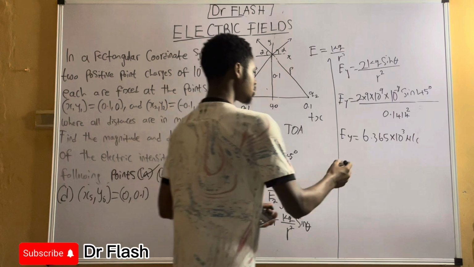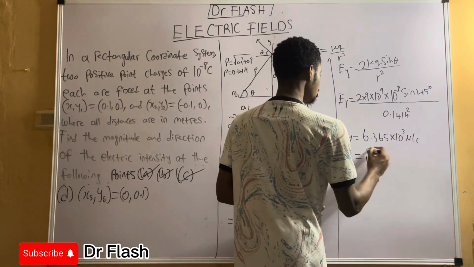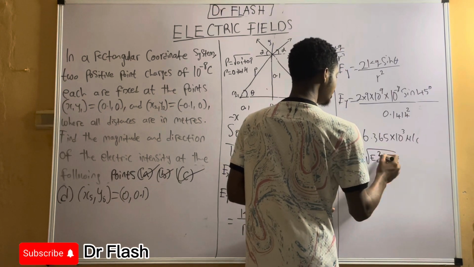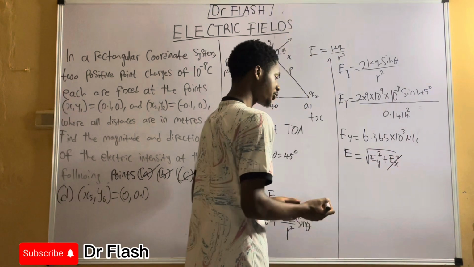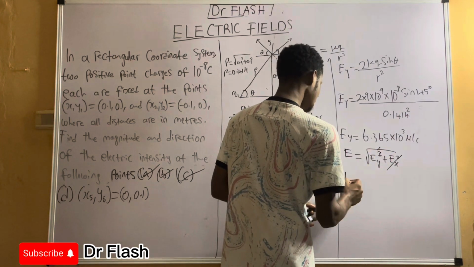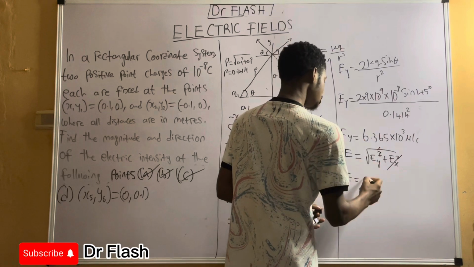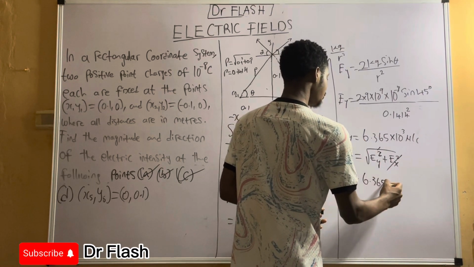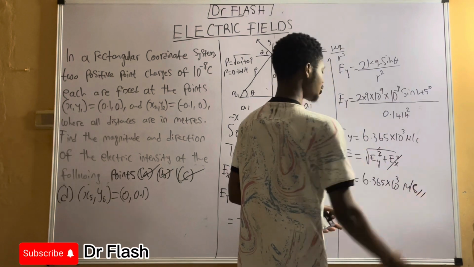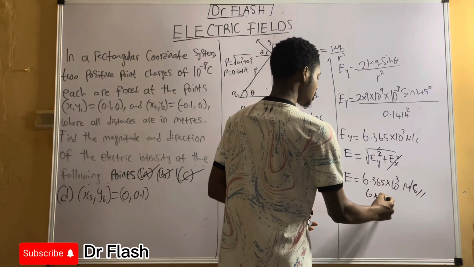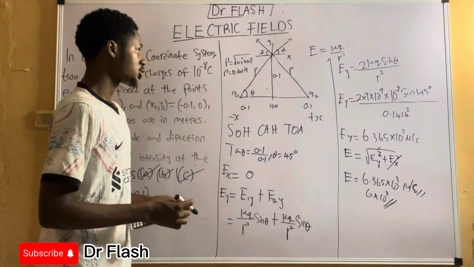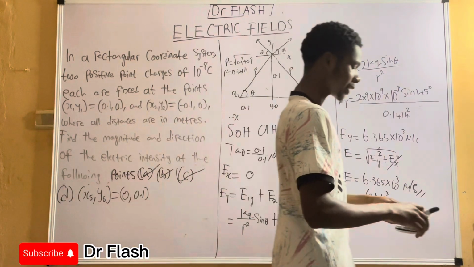Now, to find the resultant, we simply say E is equal to the square root of EY squared plus EX squared. We already said that EX at any point is 0. We've proven that already. So the square cancels the square root, and E is equal to EY. That means our final value for E is 6.365 times 10 to the power of 3 newtons per coulomb. We can also approximate this to be 6 times 10 to the power of 3, depending on what is given in the examination or in the question. So that is how problems like this are solved.